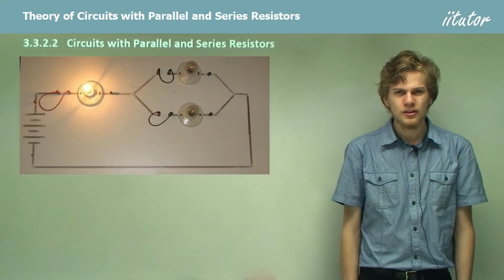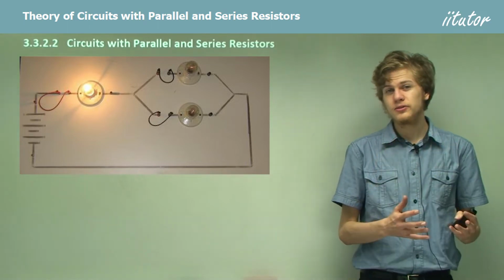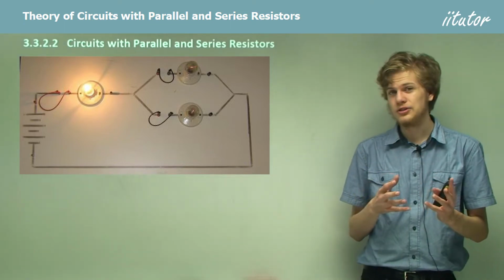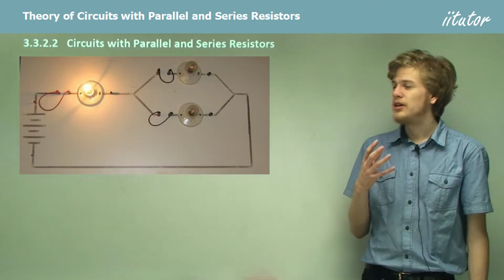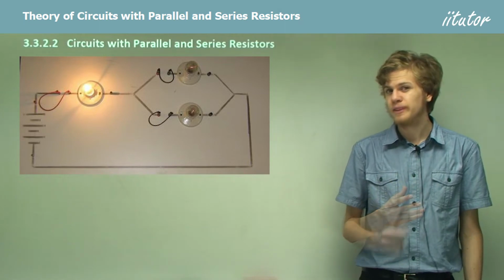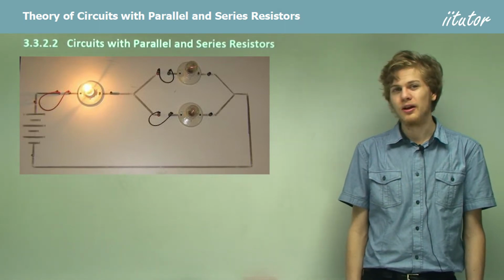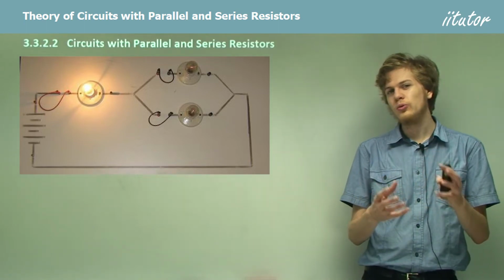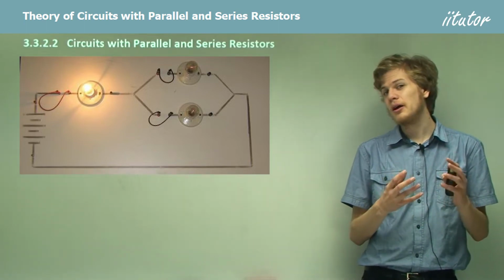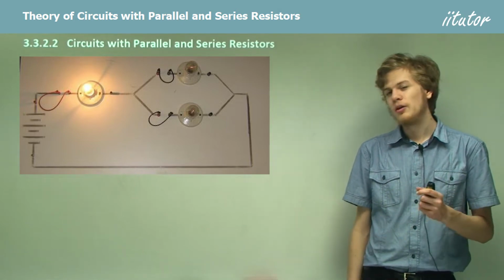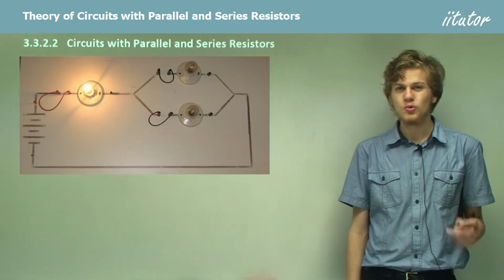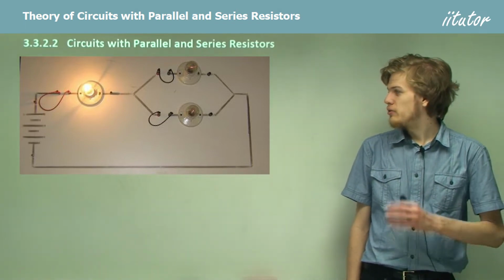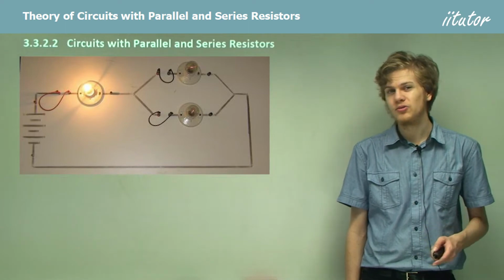Hi everyone. Now that we've learned about series circuits and parallel circuits, we're going to be looking at some more complicated circuits. Circuits that have resistors in parallel and in series. We can see from this example circuit that if we have two light bulbs that are in parallel with one another, like the pair of light bulbs on the right, then the current through each one will be less than a light bulb that's in series with the pair, which is why the two light bulbs on the right are so much dimmer than the light bulb on the left.